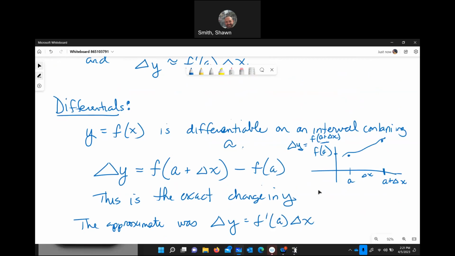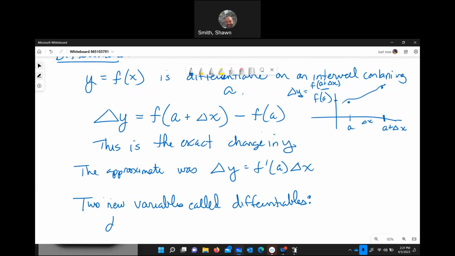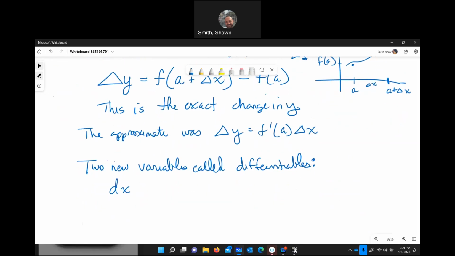All right, a change in x. We're going to call it something else now instead of using triangles, because triangles take too long to draw. You've got to put in some calculus notation. So two new variables called differentials. dx, we saw that already. This is a change in x.